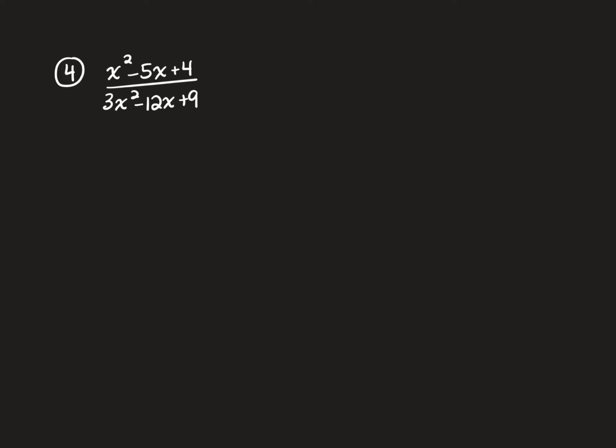Looking at our situation, what we have is that the higher power is the same on both the top and the bottom. So what that tells me is that, first of all, I'm going to have a horizontal asymptote. And secondly, that my horizontal asymptote is just going to be the ratio of whatever those leading coefficients are. So I look at my leading coefficients, 1 and 3, and that tells me my horizontal asymptote is just going to be 1/3. So this happens before factoring.